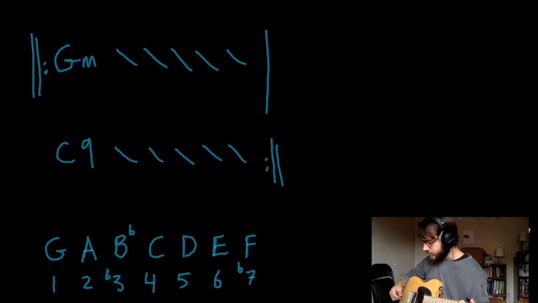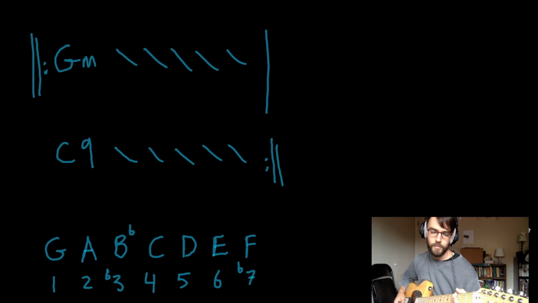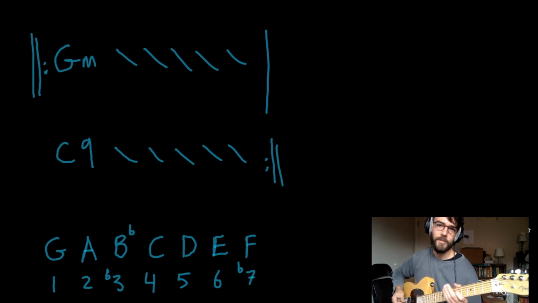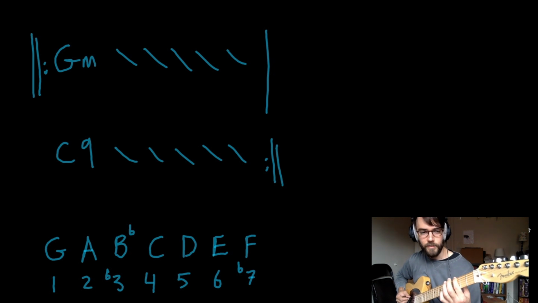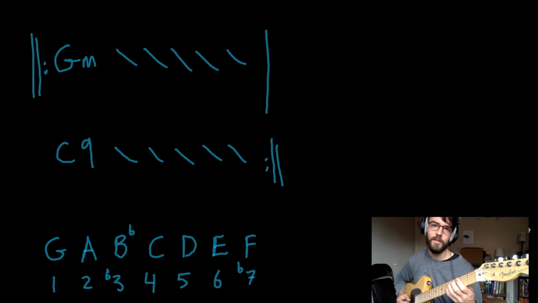All right. So let's hear how that sounds. Let's create a little loop here of G minor to C9. I'm going to do G minor 7 just for fun. There's our little vamp going on. So here's our G Dorian scale. G, A, B flat, C, D, E, F, back to G.